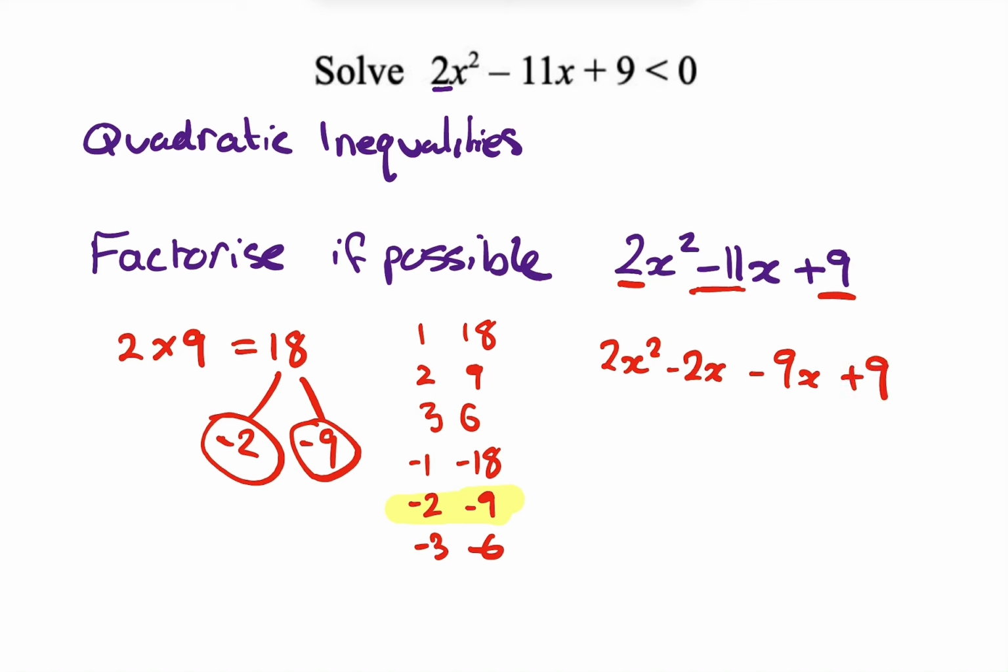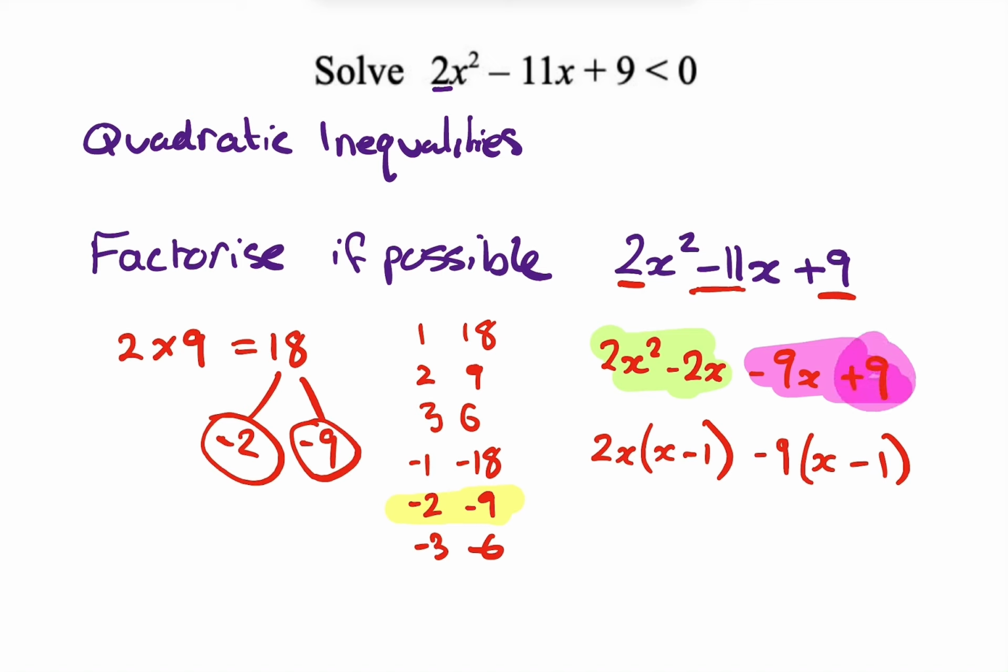So what we can now do is factorize this part and this part separately. So let's go ahead and do that. This first part, I'm going to get 2x, lots of x minus 1. And then in the second part, I think my common factor is going to be negative 9. I'm going to have an x and a minus 1, because when I times negative 9 by negative 1, I get back to positive 9. So altogether, this thing factorizes as 2x minus 9, x minus 1.